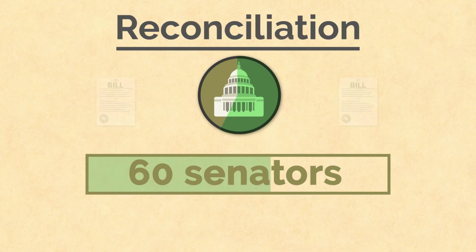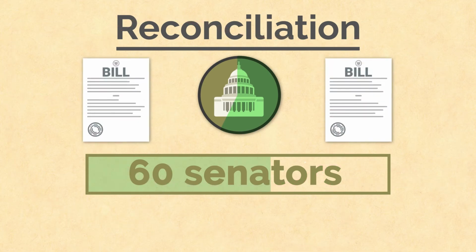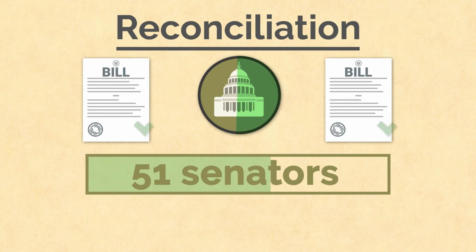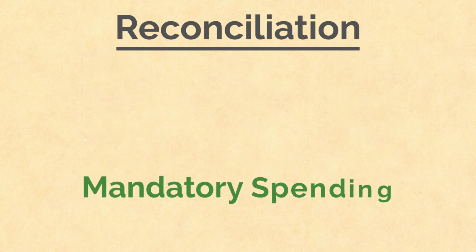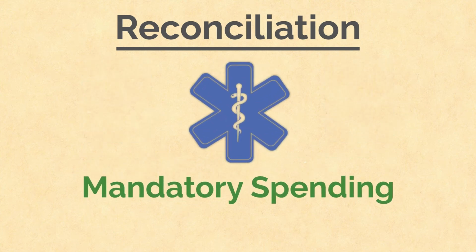This can make it very difficult to pass a budget. Congress decided to make an exception for some kinds of budget bills. This exception is called reconciliation. When the Senate decides to use reconciliation, they only need 51 votes to pass a bill. The Senate can use reconciliation for bills about most kinds of mandatory spending, like Medicaid, and bills about taxes.